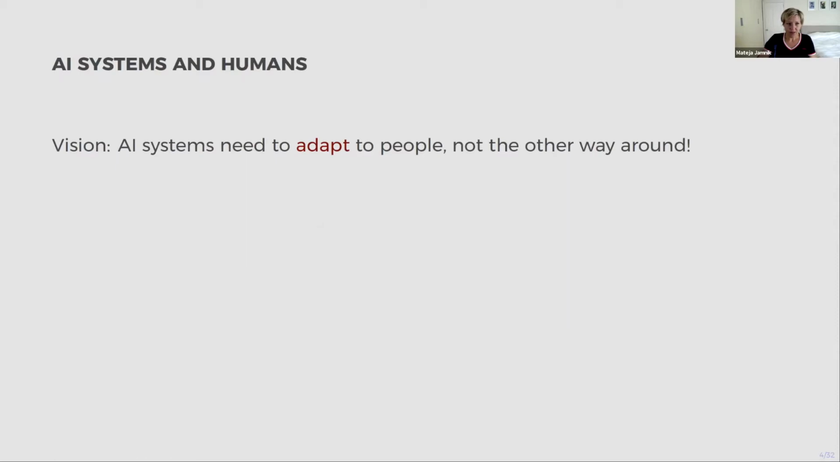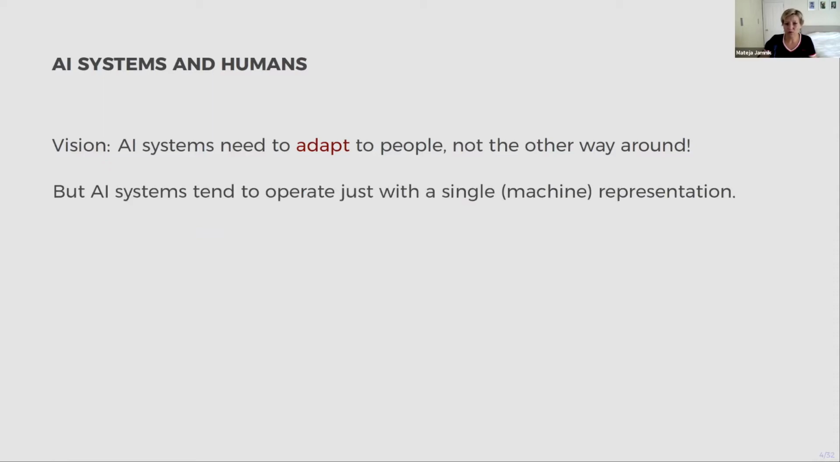So let me start with the vision. I gave you an example of an AI system like a sat nav that is talking to you, but there are many, many more. What we would like is that these systems would adapt to us, not the other way around. But the problem is that most of them operate just with a single, usually machine-oriented representation that we have to adapt to.